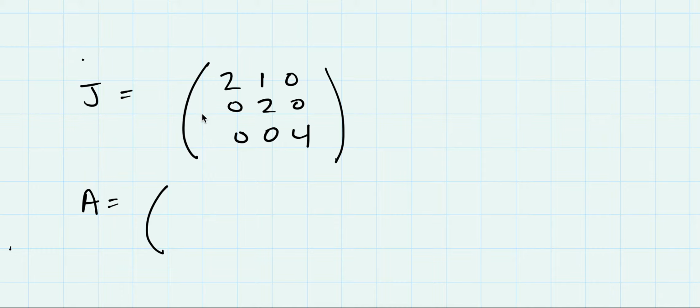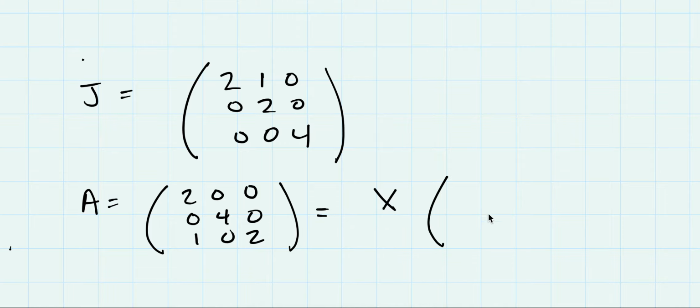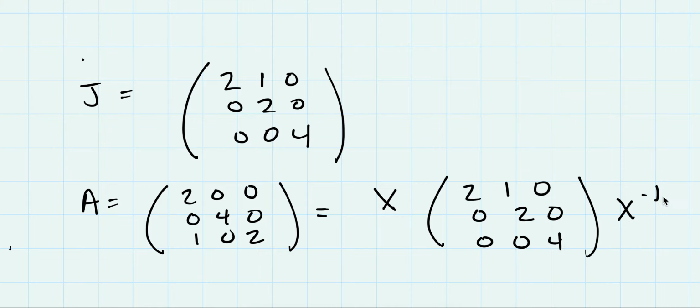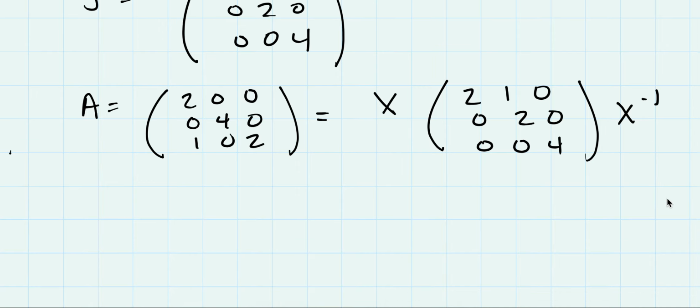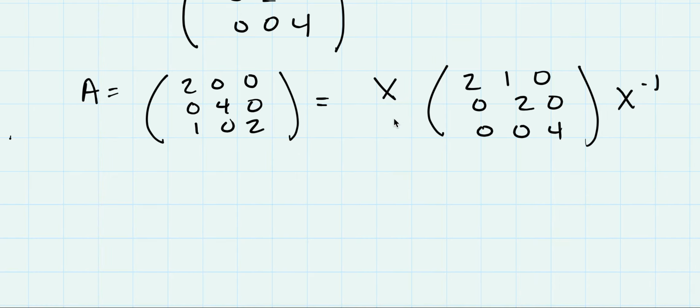2, 0, 0, 0, 4, 0, 1, 0, 2. And I can write it as X times 2, 1, 0, 0, 2, 0, 0, 0, 4, X inverse. But I need to figure out what X is. Since I claim this is true, I can figure out what X is. And this is where it gets really interesting.